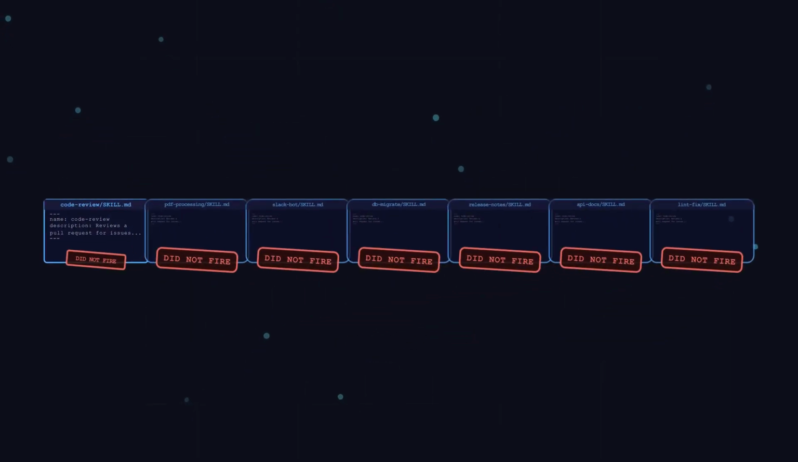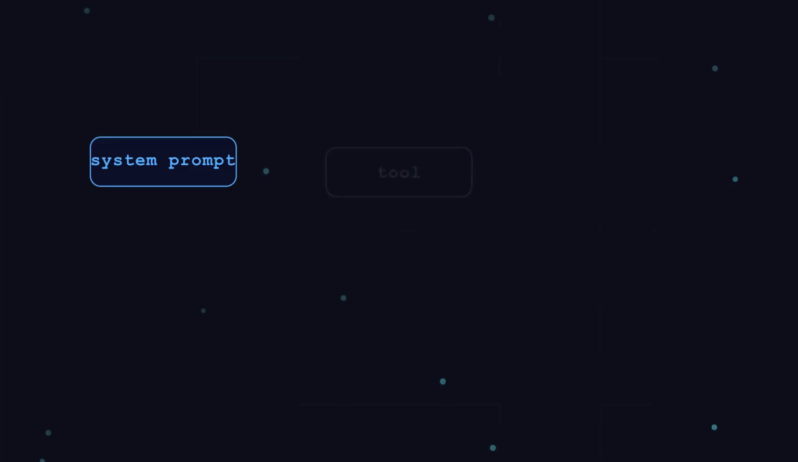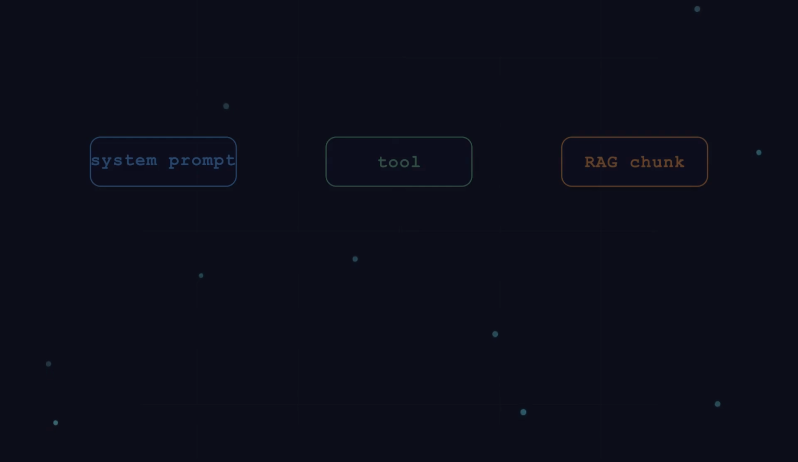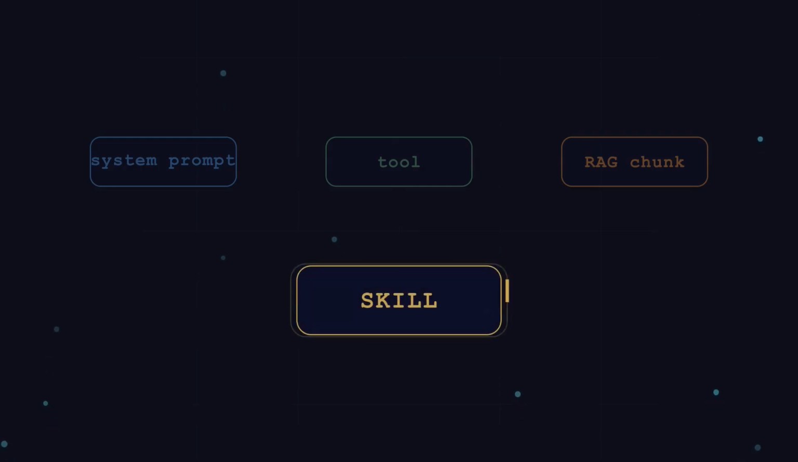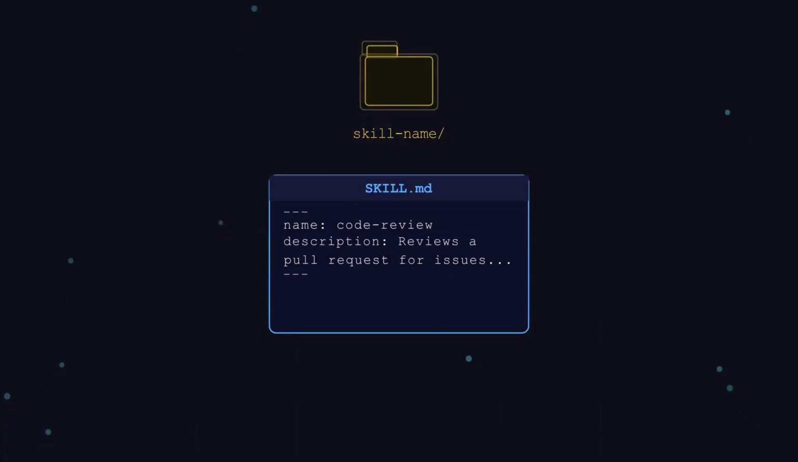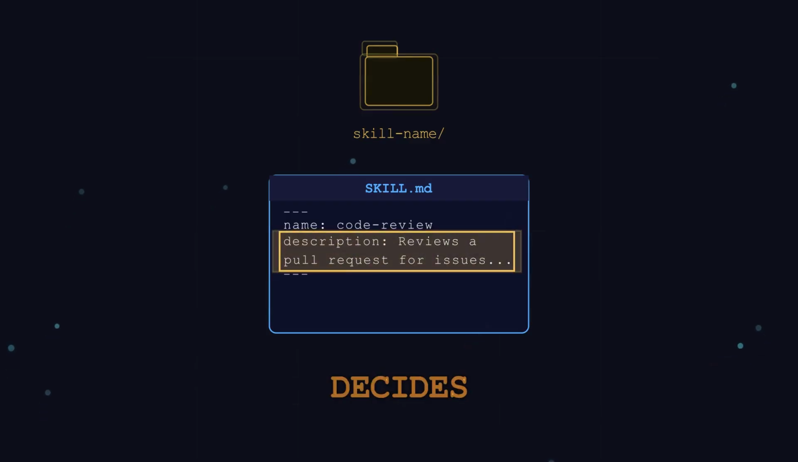This is one of the most common bugs with Anthropic's agent skills standard, and it almost always traces back to one wrong assumption. A lot of devs hear the word skill, and they imagine a system prompt, or a fancy tool, or a piece of RAG. A skill borrows pieces of each, but it's not any of them. A skill is a folder. Inside that folder is a markdown file the agent decides on its own to load. The deciding part is the whole game.